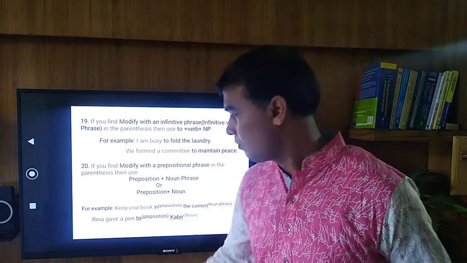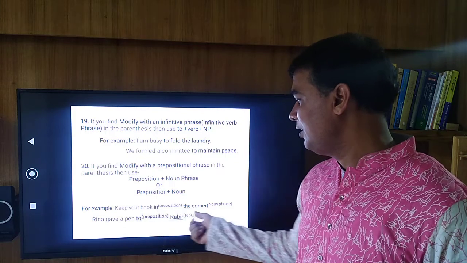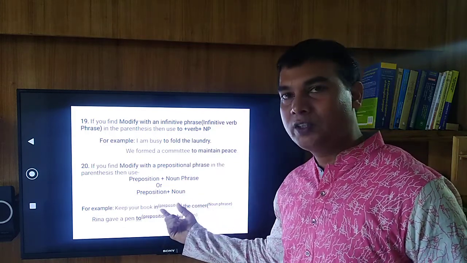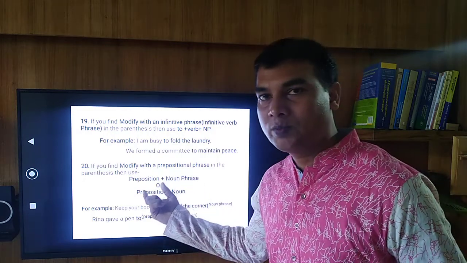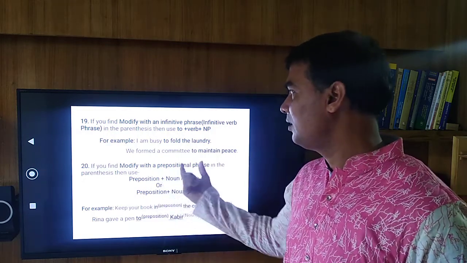For example, keep your book in the corner. Here in is a preposition and the corner, this is a noun phrase. So combining these two things, preposition and the noun phrase, we can make a prepositional phrase.